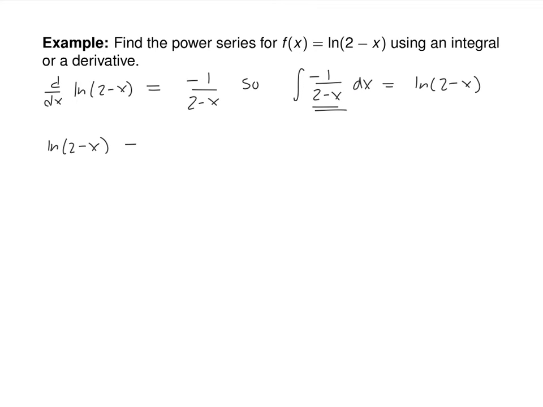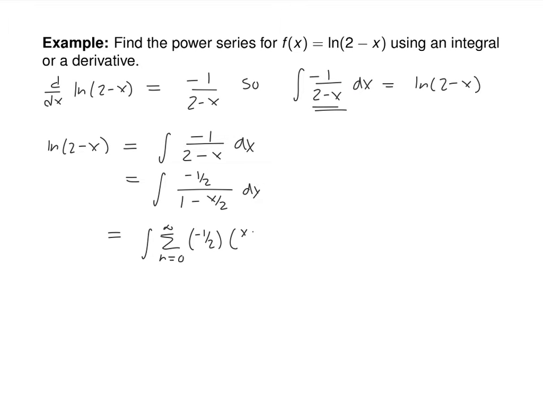So natural log of 2 minus x is equal to the integral of negative 1 over 2 minus x, which is the same thing as the integral of negative 1 over 2, 1 minus x over 2. And as a geometric series, that's the sum from n equals 0 to infinity, negative a half times x over 2 to the n dx. And separating that out into powers of 2 and x's before we integrate, that'll be negative 1 x to the n over 2 to the n plus 1.